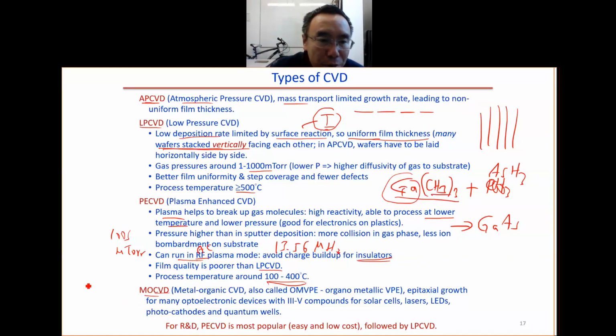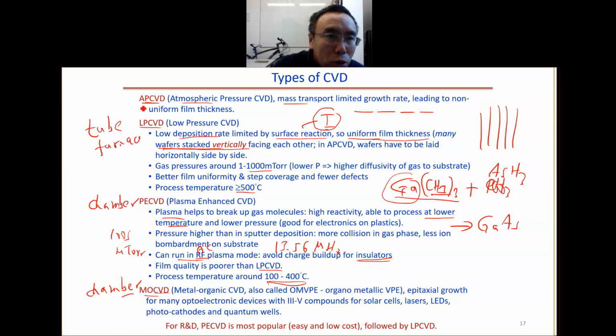For this one we use a chamber. This one we use a tube. Those two we use a tube furnace. PECVD is a chamber, MOCVD is also a chamber.